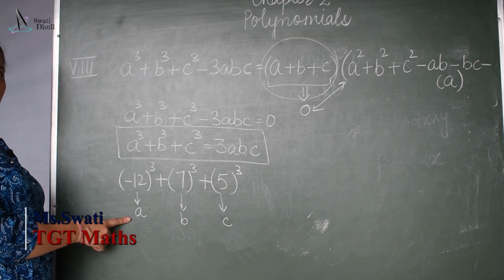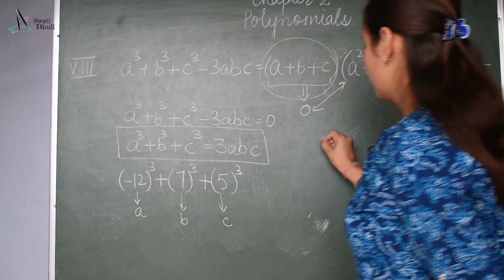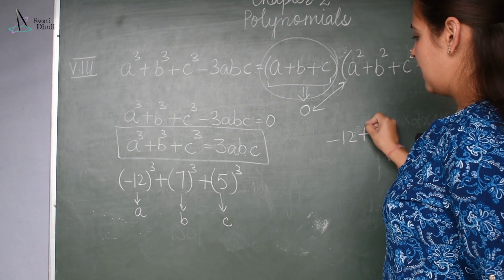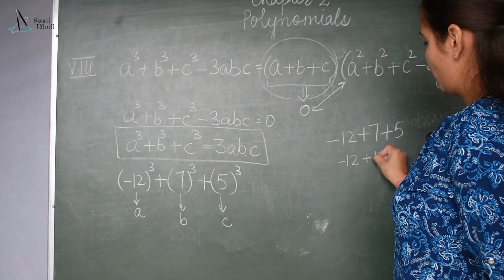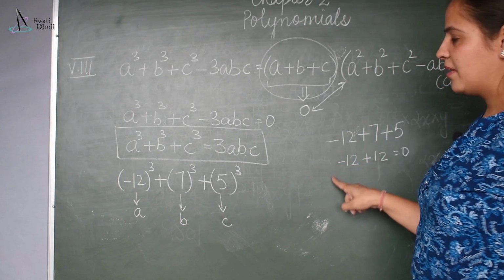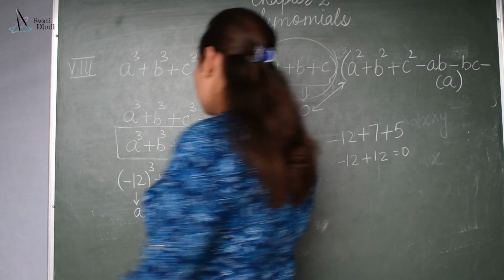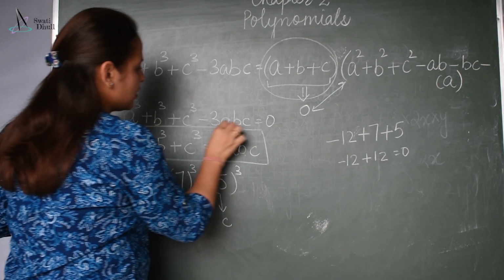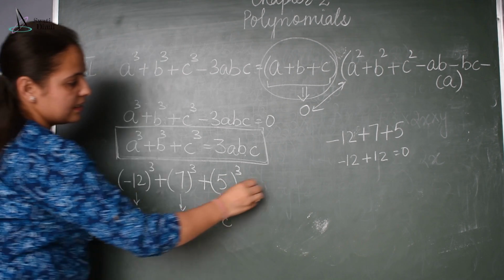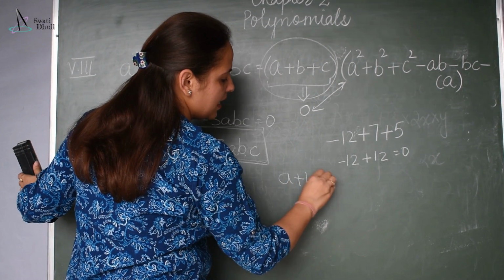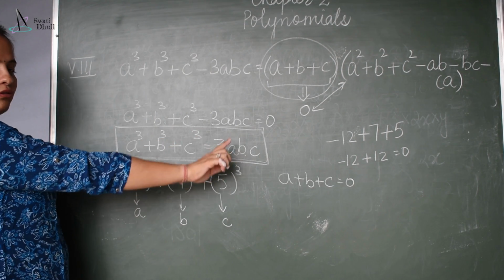So first I have to check whether a plus b plus c is becoming 0 or not. So minus 12 plus 7 plus 5. So minus 12 plus 12 is equal to 0. I am getting a plus b plus c as 0. That means I can use this formula for finding the cube. Since a plus b plus c is equal to 0, that means a cube plus b cube plus c cube is equal to 3abc.